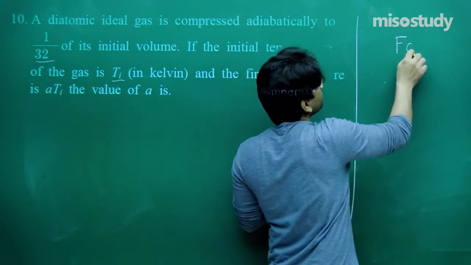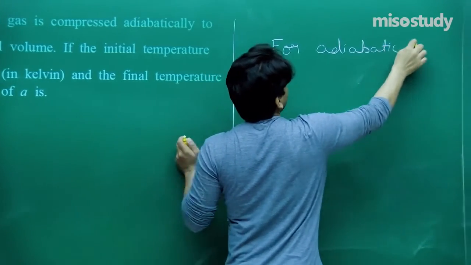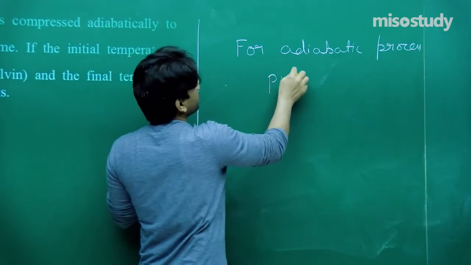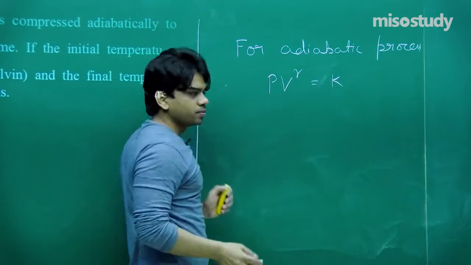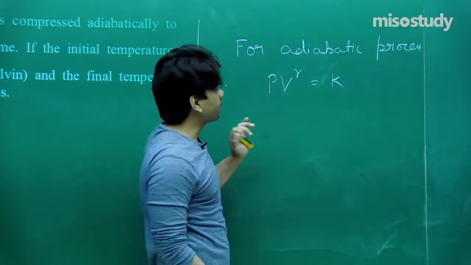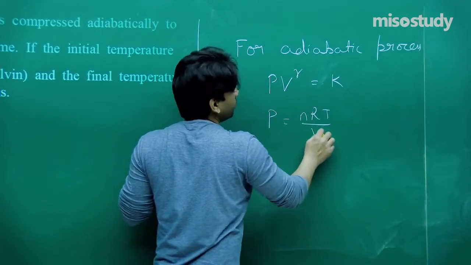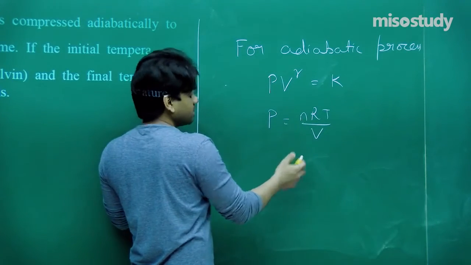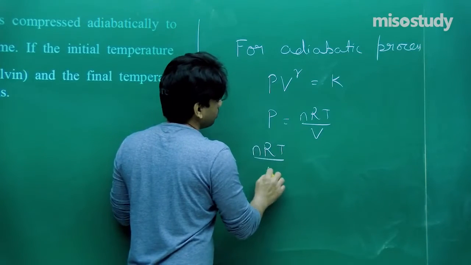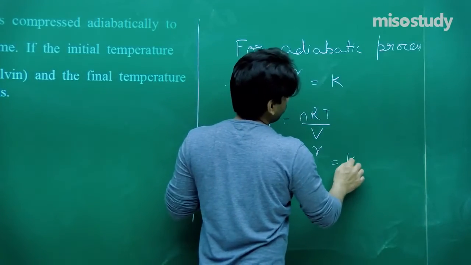adiabatic process. For an adiabatic process, we all know that PV to the power gamma equals a constant. And here we have pressure and volume. If we want a relation between volume and temperature, we should write P equals nRT by V. Replacing this, P equals nRT by V multiplied with V to the power gamma, we get this is equal to a constant.